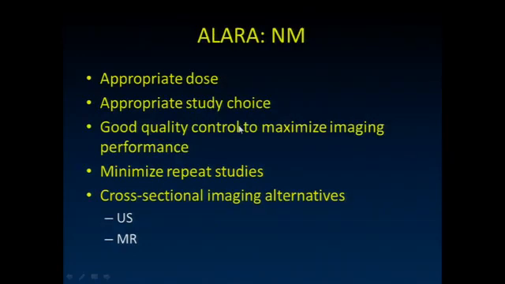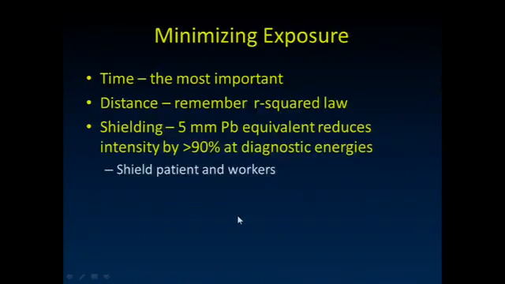For nuclear medicine, we need to make sure we use the appropriate dose, right? One way you can get images faster in nuclear medicine is give the patient a higher dose of your radiopharmaceutical. But unfortunately, that results in a higher dose to them. Make sure we've got the appropriate study choice, good quality control, make sure we maximize the imaging performance of our gamma cameras. Again, minimizing those repeat studies, and of course, I'm going to mention using non-ionizing radiation alternatives again.